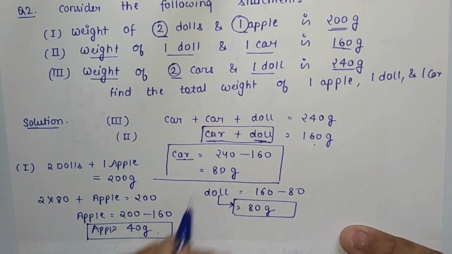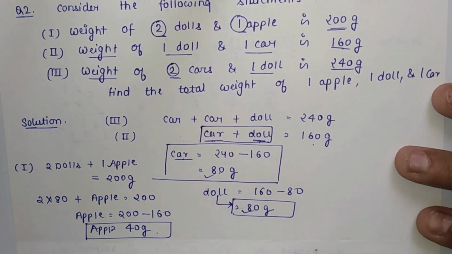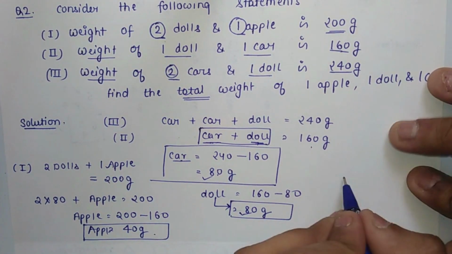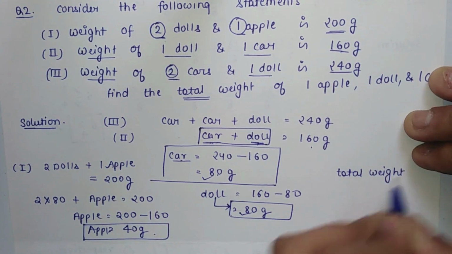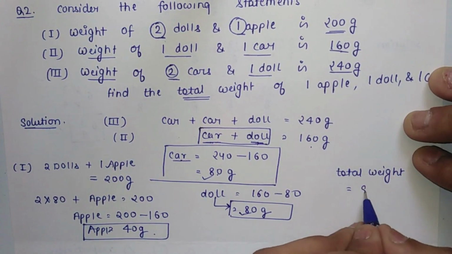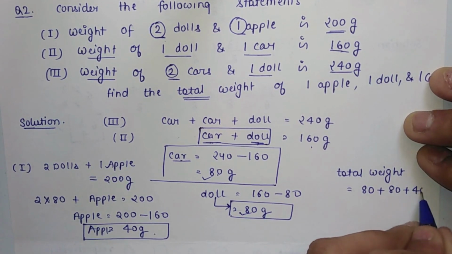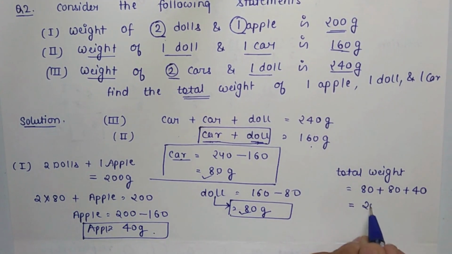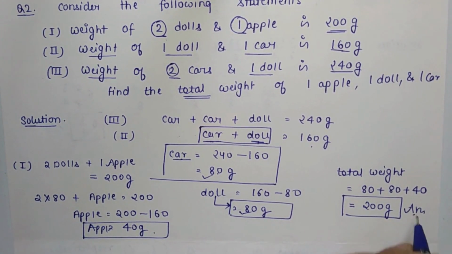So we now have the weight of the apple also. The weight of the apple is 40 grams, the weight of the doll is 80 grams, and the weight of the car is also 80 grams. Now we have to calculate, from the question, the total weight of 1 apple, 1 doll and 1 car. So the total weight will be equal to, we take the individual values and sum them: 80 plus 80 plus 40. So 1 car, 1 doll and 1 apple weight we have added. This will be equal to 200 grams, and this will be the answer for this question.